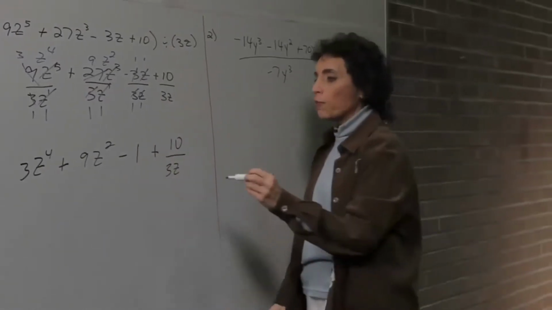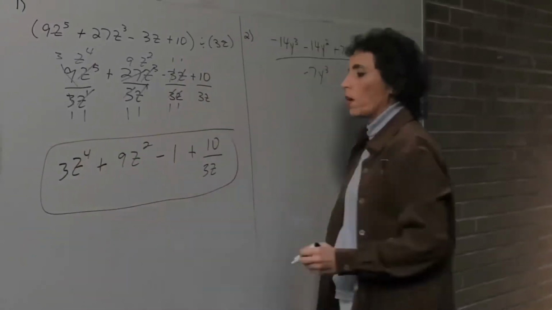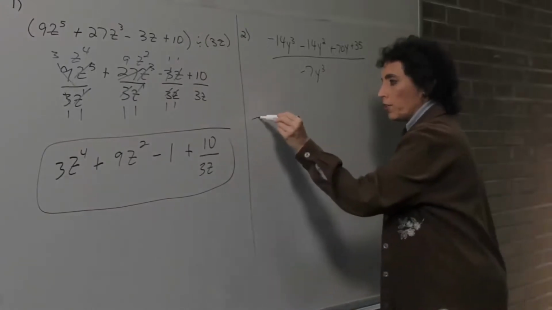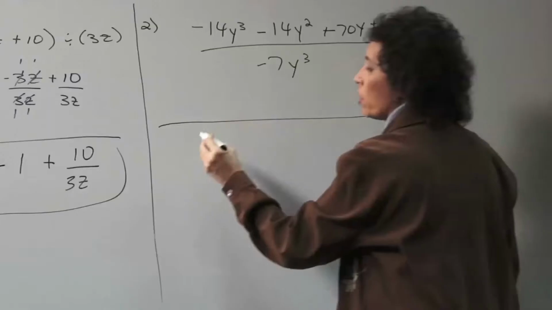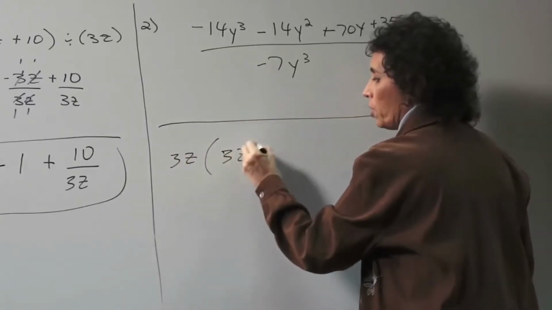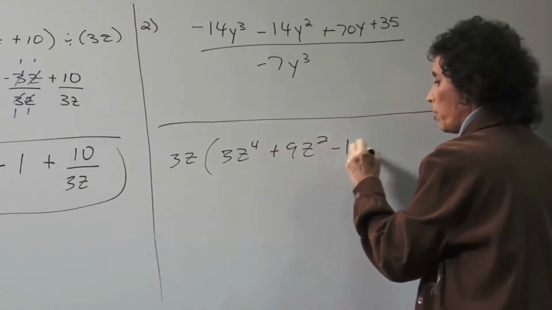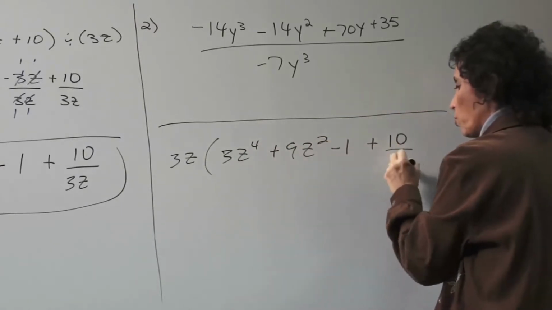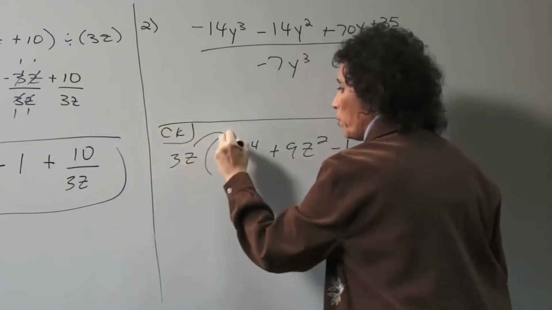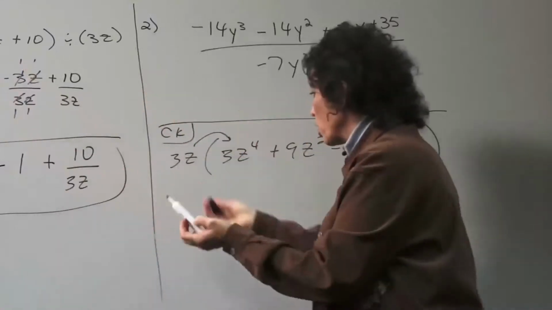Okay, now I'm going to check this. I'm going to check it under here and then come back and erase it. All right, here we go. I'm multiplying by 3z. 3z to the 4th plus 9z squared minus 1 plus 10 over 3z. Okay, this is the check. Here we go. Distribute. Because the opposite of division is multiplication, so they check each other.